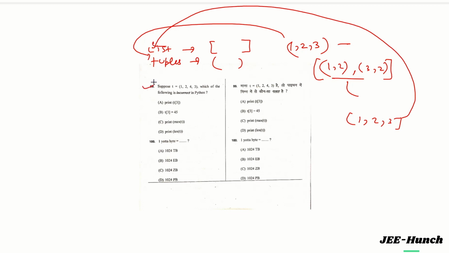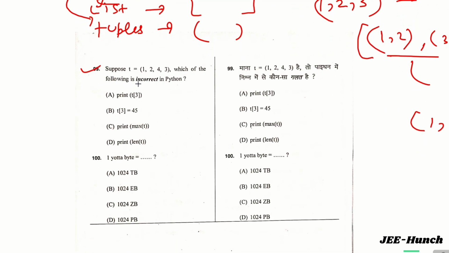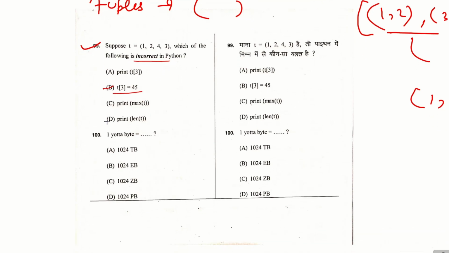Question number 99. Suppose t is equal to (1, 2), this is our tuple. Which of the following is incorrect in Python? Option number B, t3 is equal to 4 5. Next, question number 100. 1 yottabyte is equal to what?